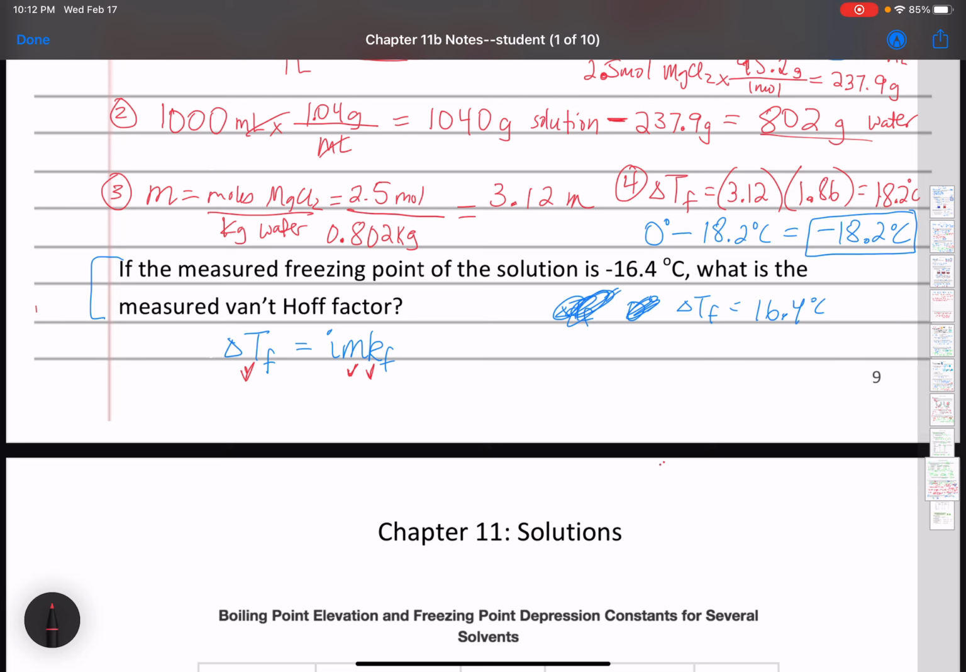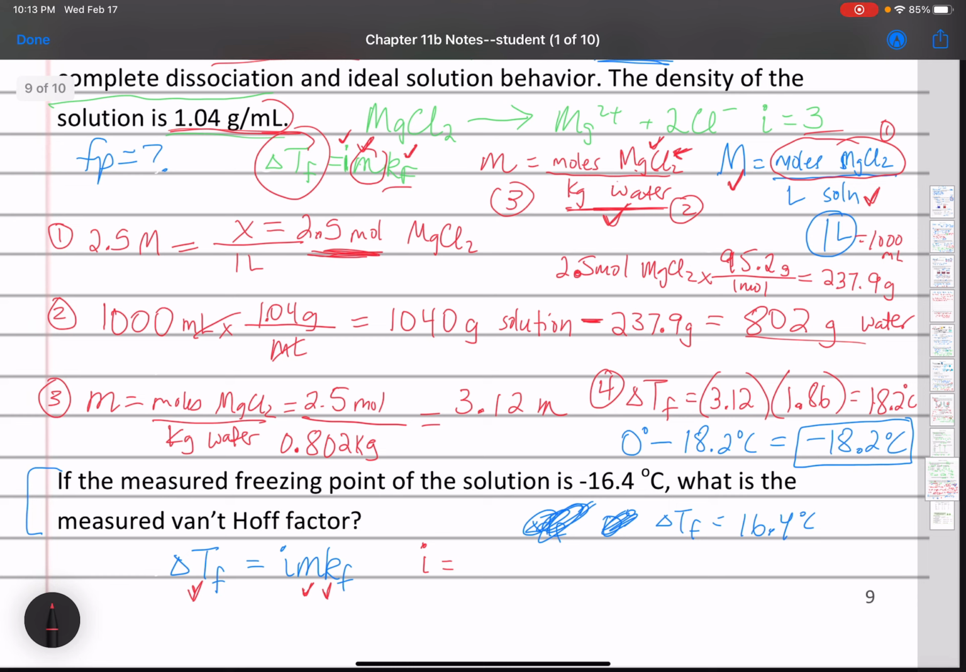So I'm just going to rearrange this equation to solve for i, the Van't Hoff factor. The i we used in the previous problem was 3. We said that we could assume... No, I didn't use it. I totally forgot it. Where's my equation? Down here. Number 4, step 4, okay? I just did my molality times my freezing point constant. So I forgot my 3 here. Forgot my 3. Okay. We're just gonna update these numbers here.